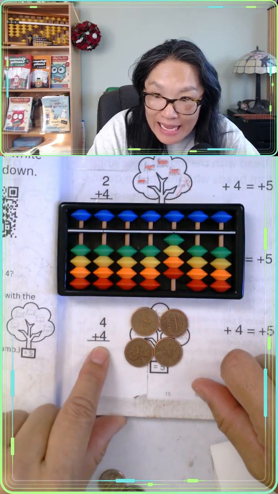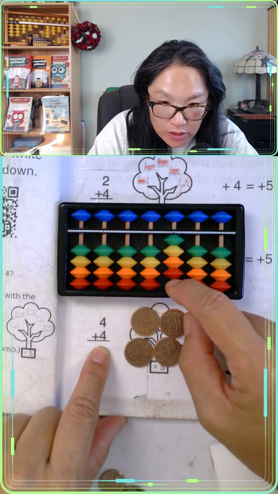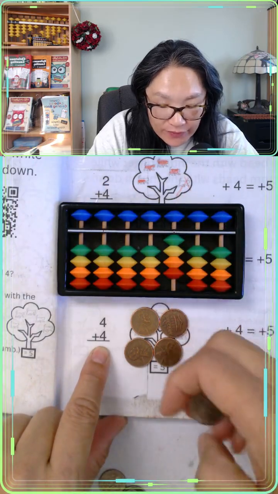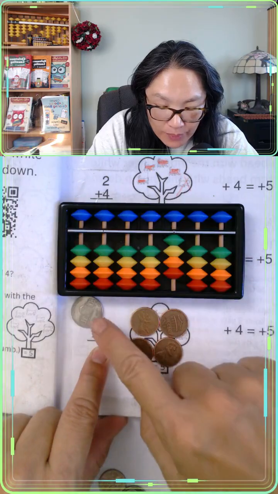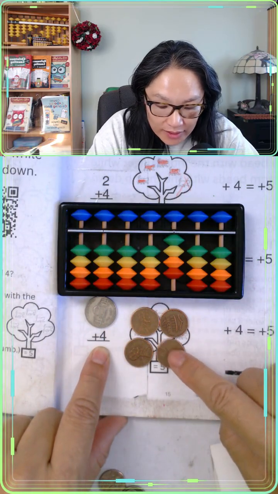Good morning. That's what we're doing. And then we're going to add another 4. But notice I have no more beads to add the 4. Because I have no more beads to add the 4, I can utilize this top bead. This top bead is a value of 5, just like this nickel. But if I add the nickel, that's too much. I need to take away the 1.